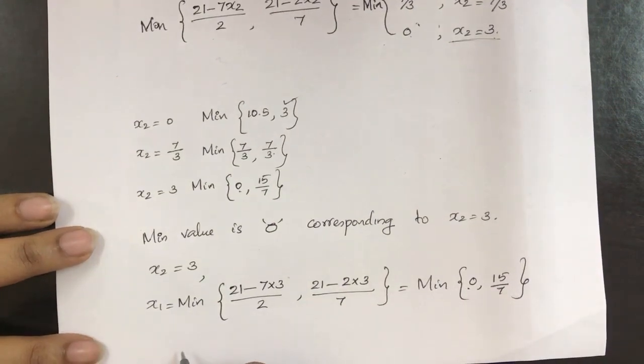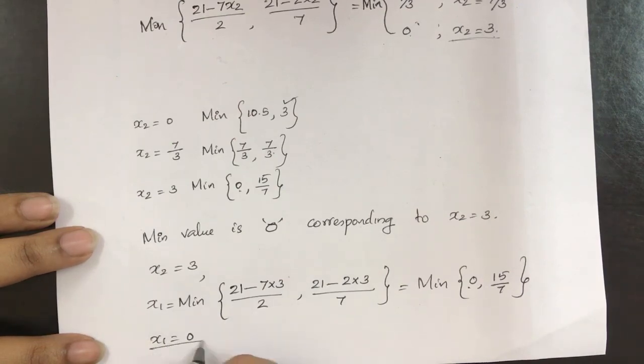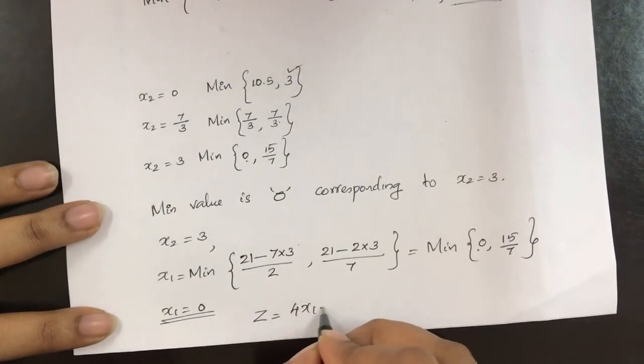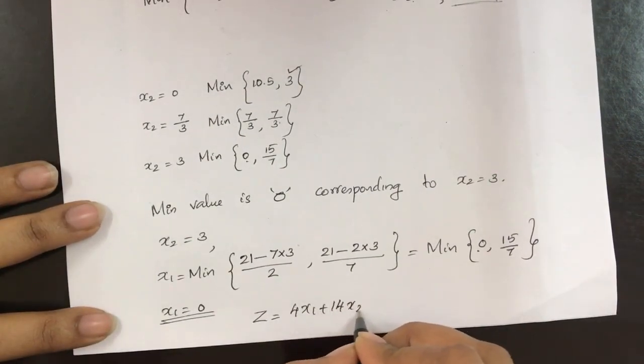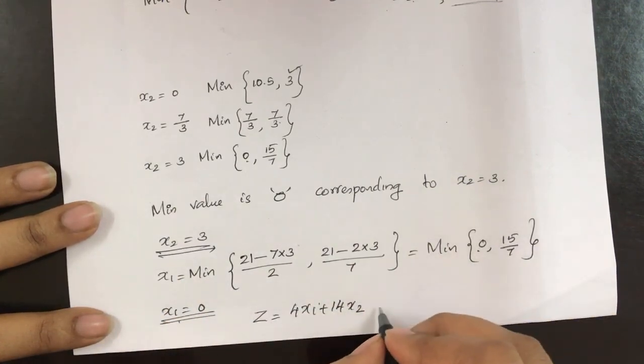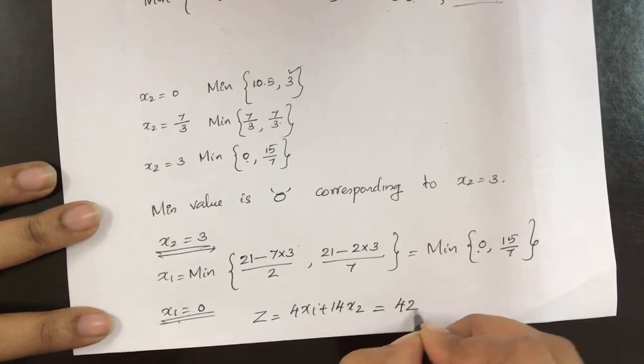So x1 equal to 0 and z equal to 4x1 plus 14x2. Substituting the values of x1 and x2 in this objective function, we will get 42.